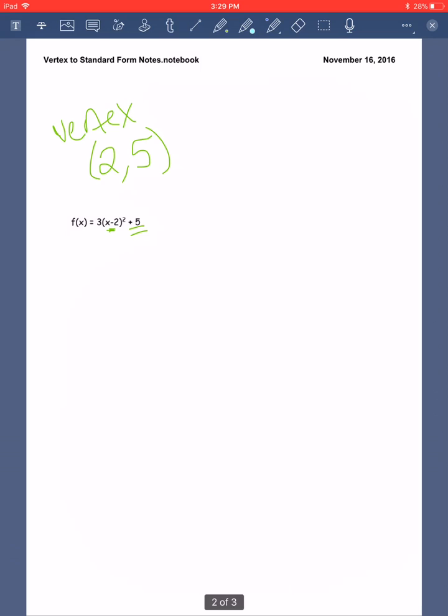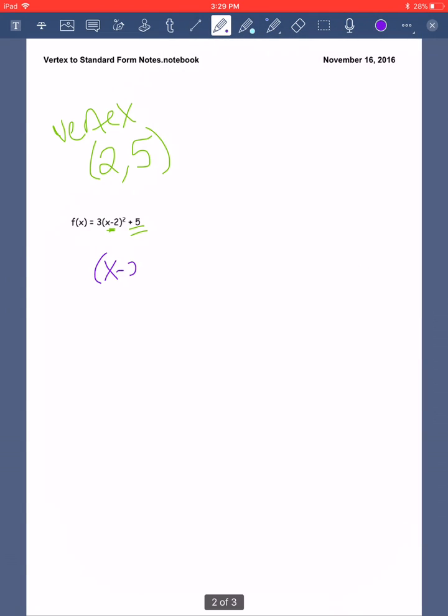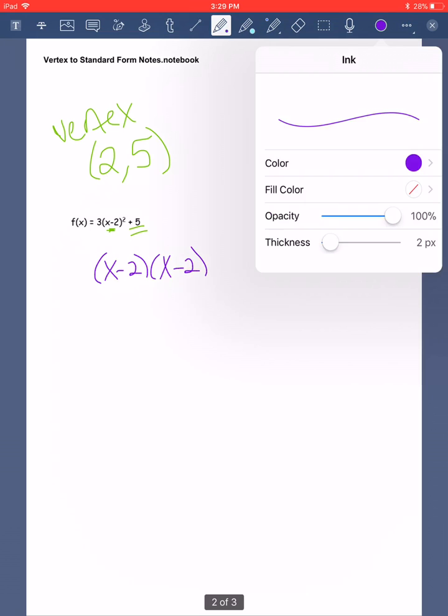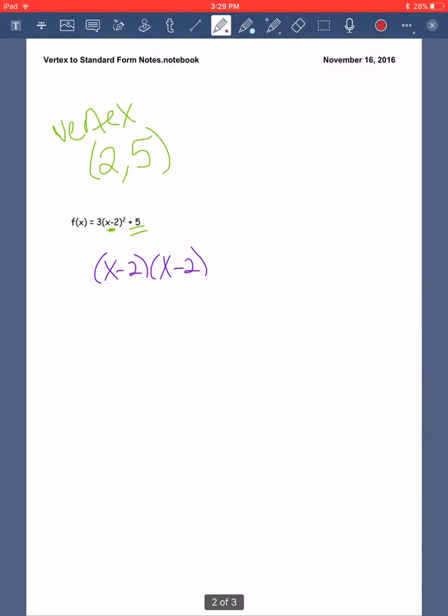Now, when I'm converting to standard form, my first step is to FOIL. So I'm going to multiply together x minus 2 times x minus 2. Okay, so I'm going to FOIL these together. So x times x is x squared. X times negative 2 is negative 2x. Negative 2 times x is negative 2x. And then negative 2 times negative 2 is a positive 4. So that's x squared minus 4x plus 4.